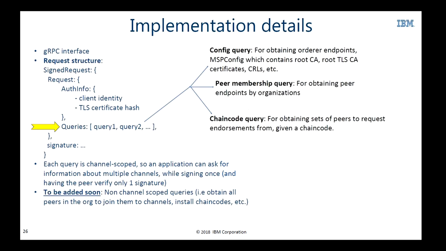Now, we are going to add soon something that I call non-channel scope queries. This will be useful, for example, if a client is some sort of monitoring application, or if a client is an operator and wants to join its peers to the channel, but needs to know the peers in the first place. So it can query service discovery for that also.